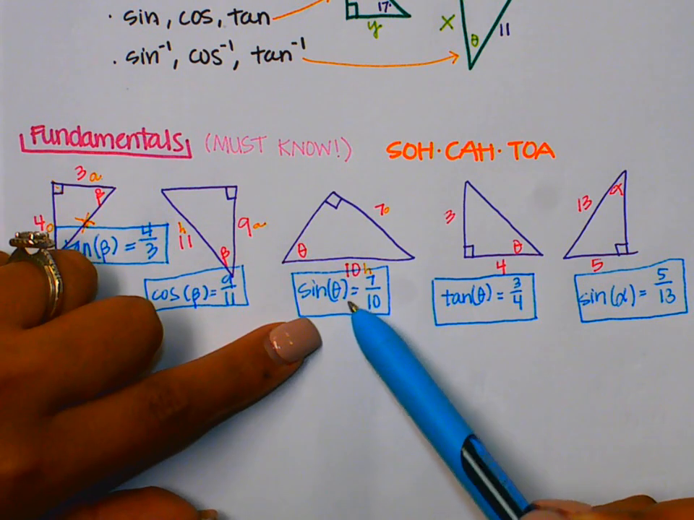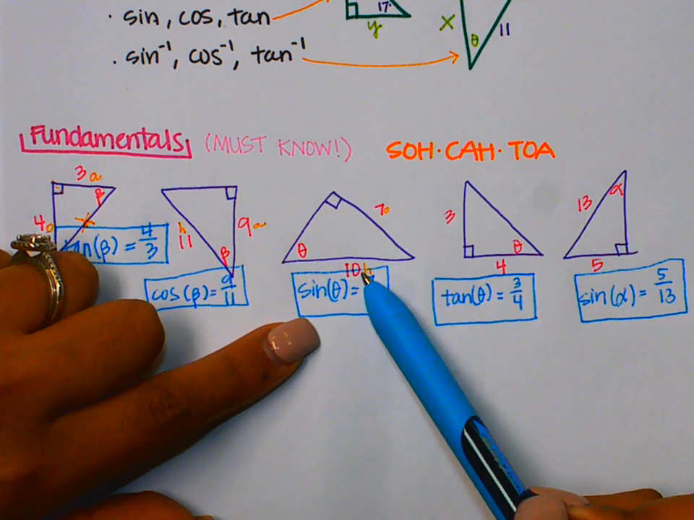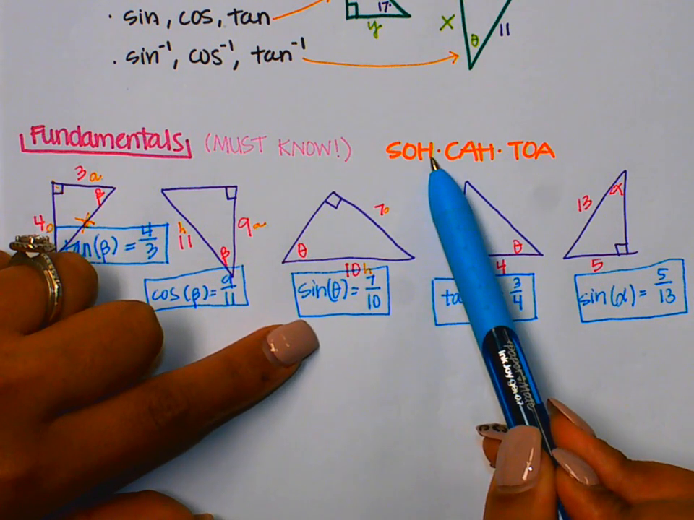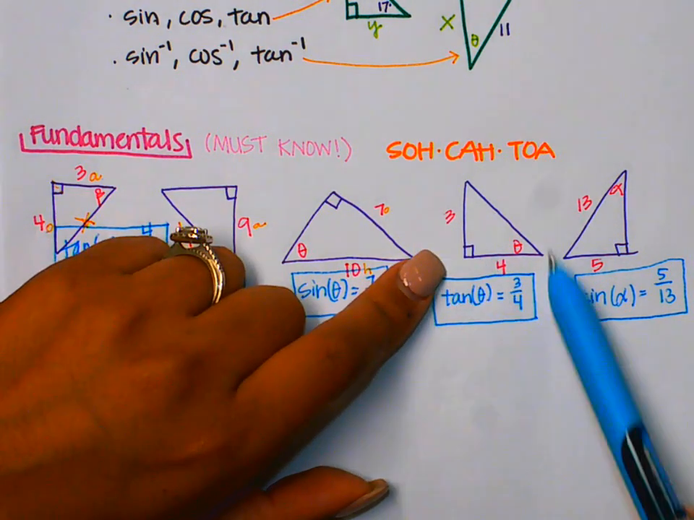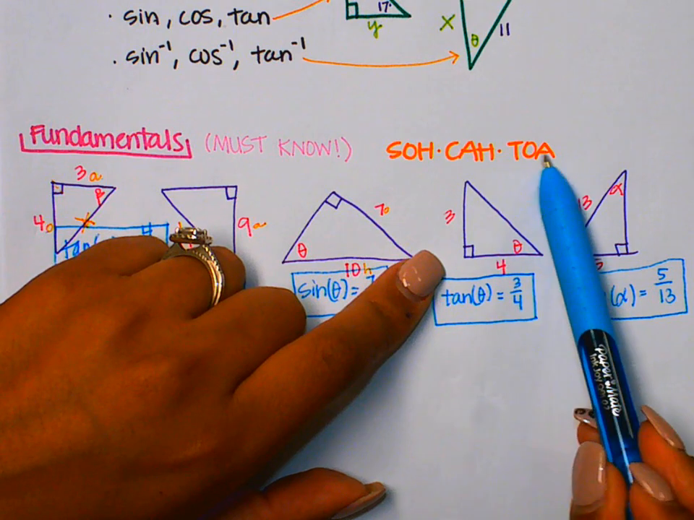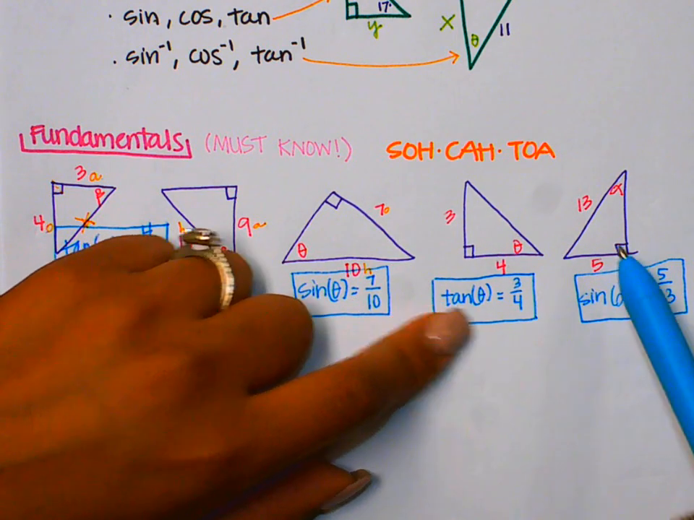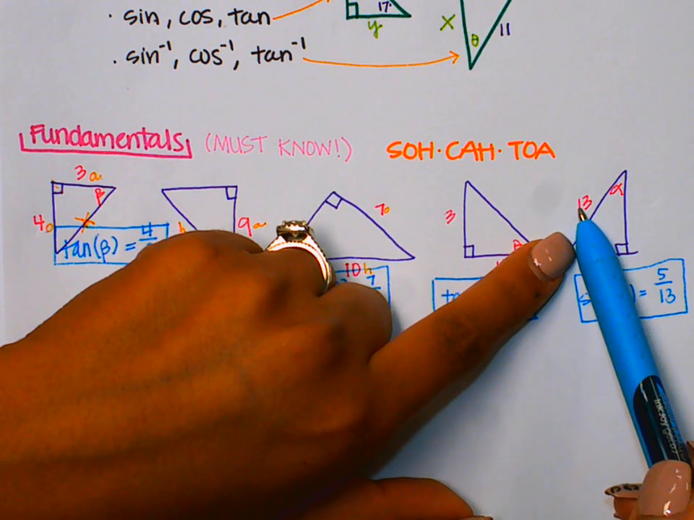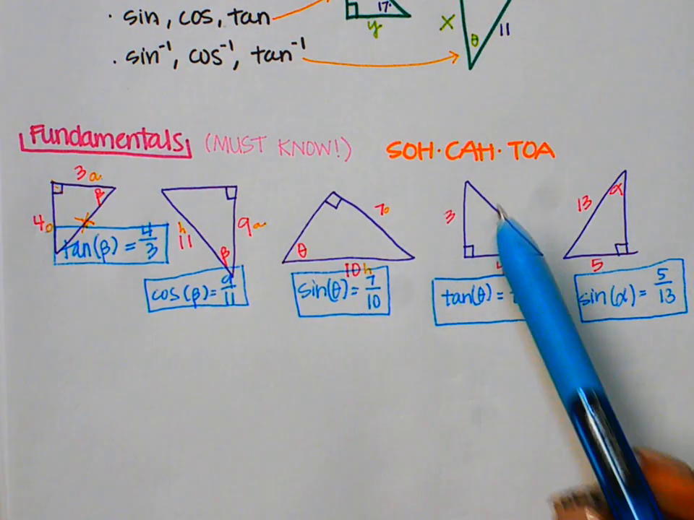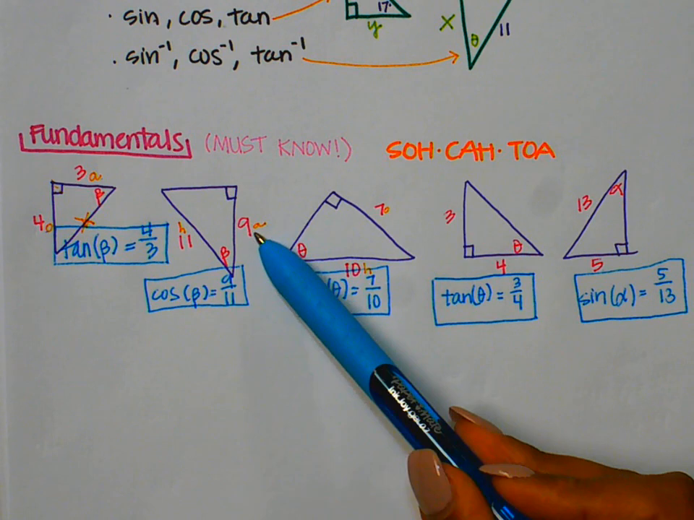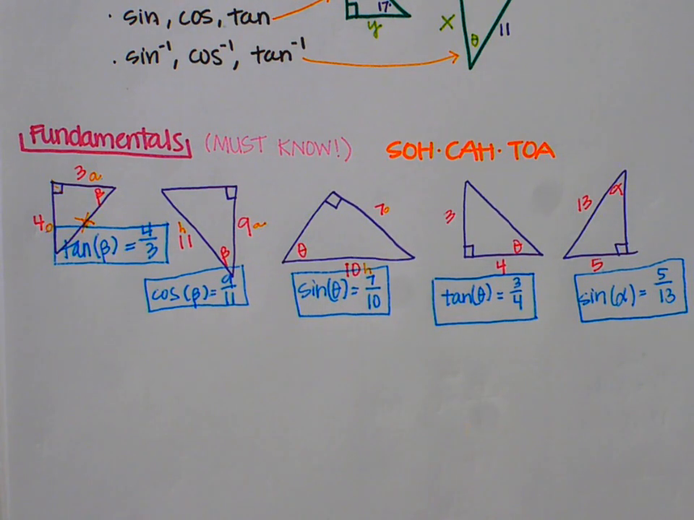For the next one, I had opposite hypotenuse. If I had opposite hypotenuse, I used sine. I had opposite adjacent. Opposite adjacent means tangent. Opposite hypotenuse means sine. So for these last two, I didn't label with the O and the H or the A. If you have to, go for it. I just wanted it to be a little bit less cluttered, so I didn't do it for the last two.